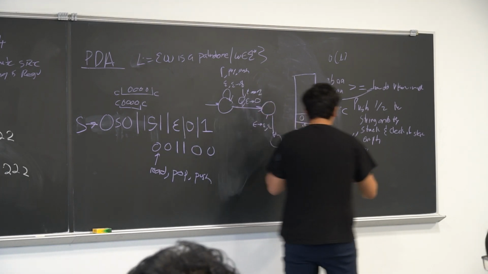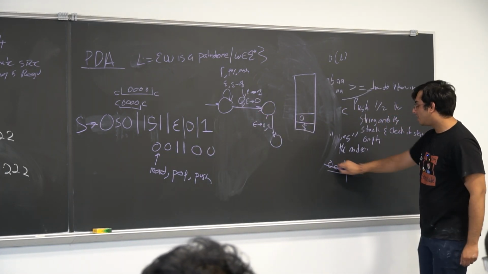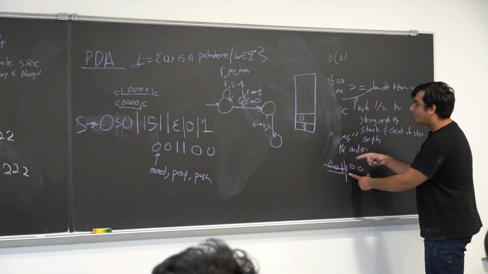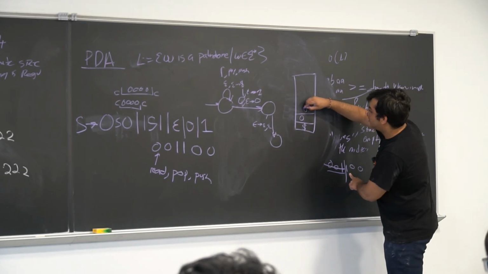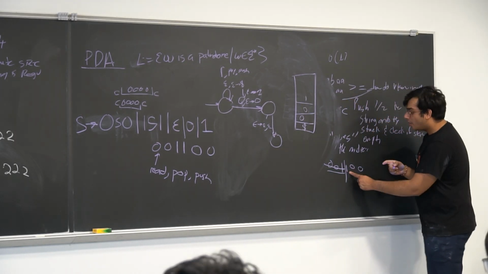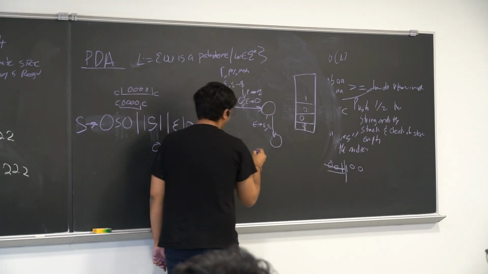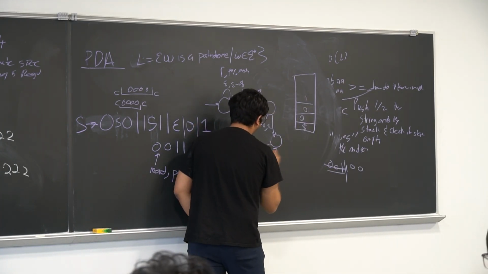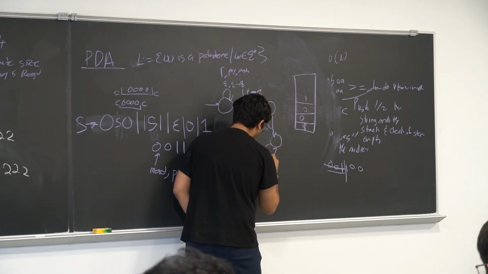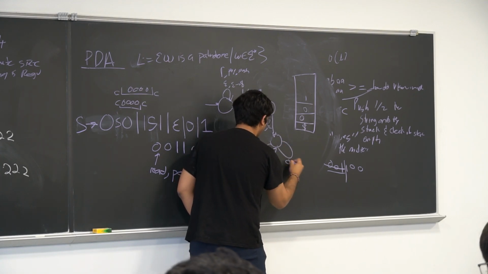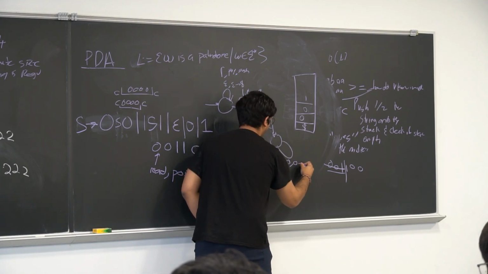Now, I need to try to pop this part I've pushed onto the stack. Whatever character is on the stack right now, which will be 0, 0, 1, I need to pop the character that I'm reading off of the stack. So if I read a 1, I need to pop a 1 off the stack and push nothing. If I read a 0, I need to pop a 0 off the stack and push nothing.